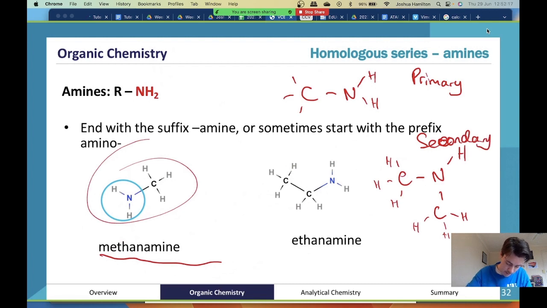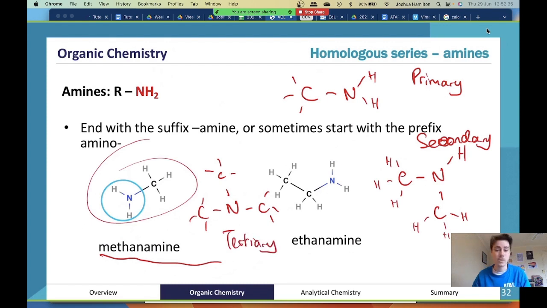Now, if I draw out this, and then these all have hydrogens coming off it. That last one was terrible. That is tertiary. So, you've got primary, secondary, tertiary amines. They do come up, they're a little bit different, and they base themselves off how many carbons come off the nitrogen.